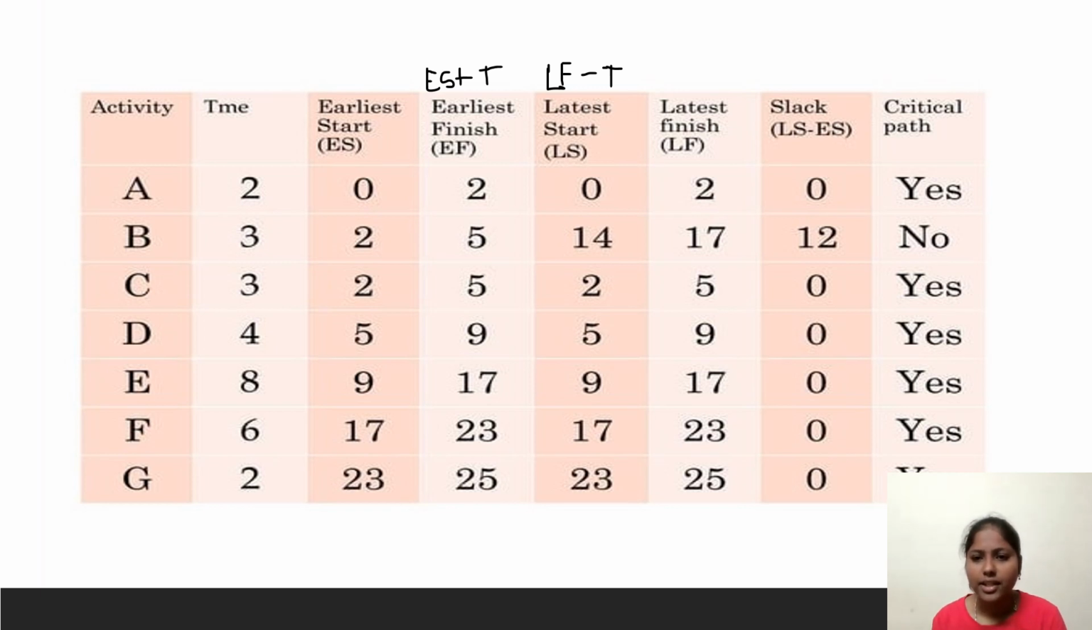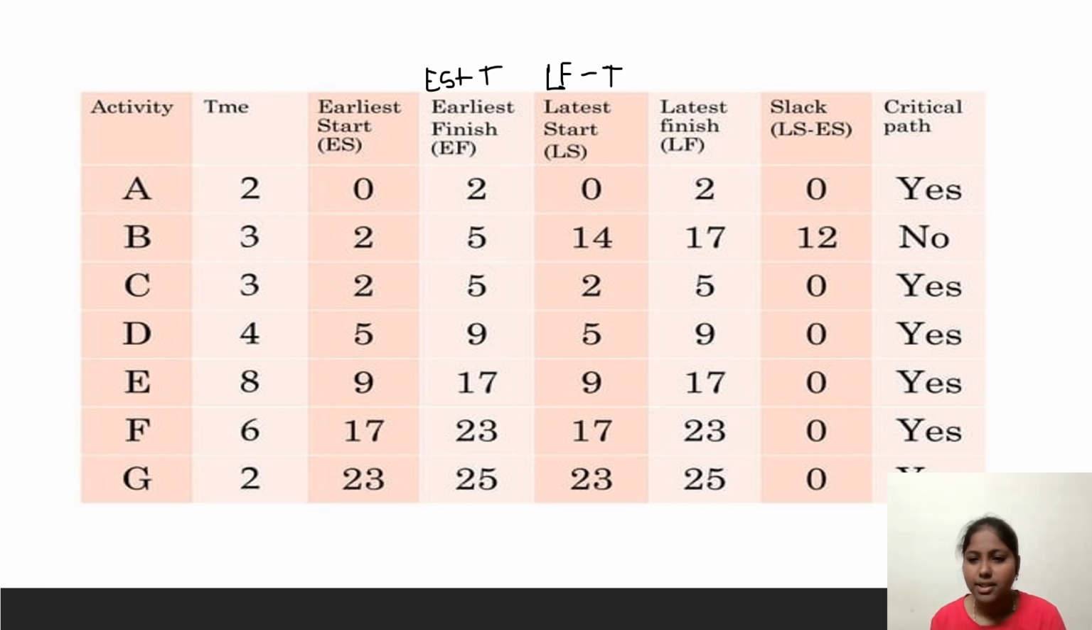Then slack is the latest start minus the earliest start, which is 0. This is the latest start and this is the earliest start. Latest start minus earliest start: 0 minus 0 is 0, 14 minus 2 is 12. So here we can write the critical path. Likewise, it follows. We write the critical path when the earliest time and the latest time are both the same. For those activities we write yes, critical path is yes, and otherwise we write no.